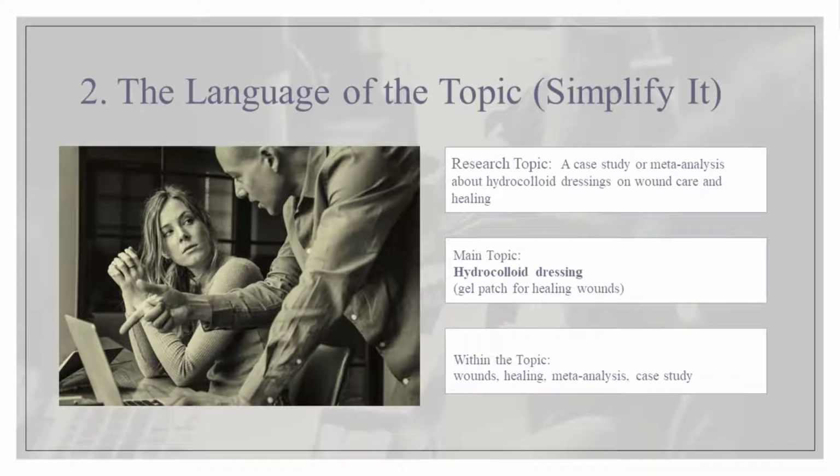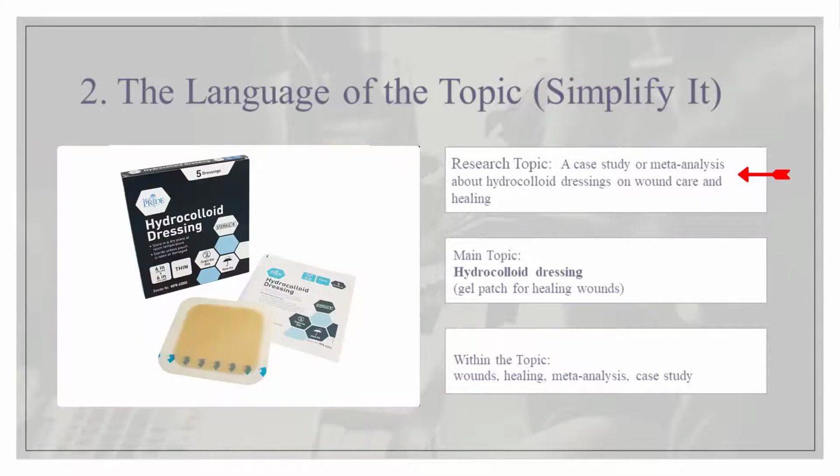Look at your topic and figure out what is the main issue. What is the main topic here? In this case, it's hydrocolloid dressings. If you're not familiar with these, they're kind of like Band-Aids, but they're patches. It can be a large patch or something the size of a Band-Aid, but they're kind of like gel, and they create a seal on the skin. They're there for healing wounds. It's really effective, much more effective than a gauze or typical Band-Aid.